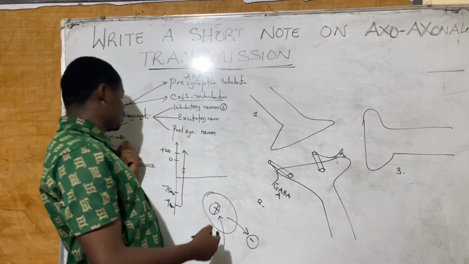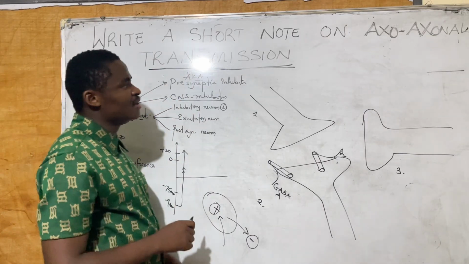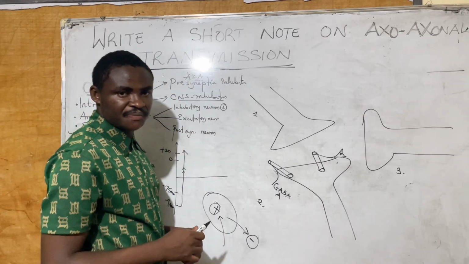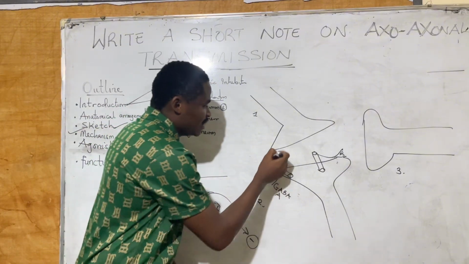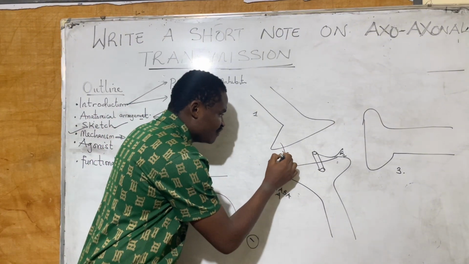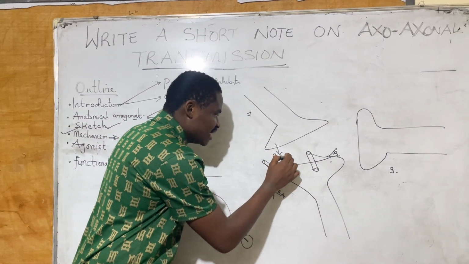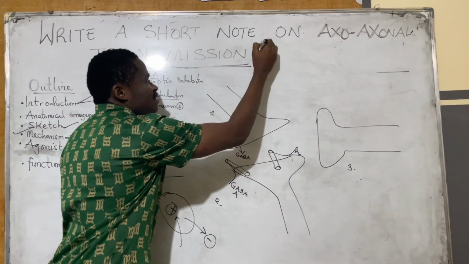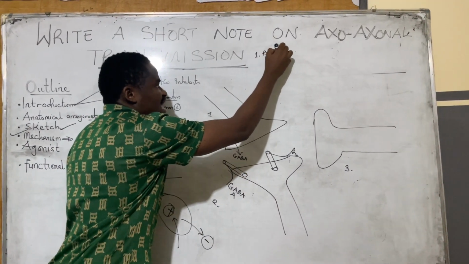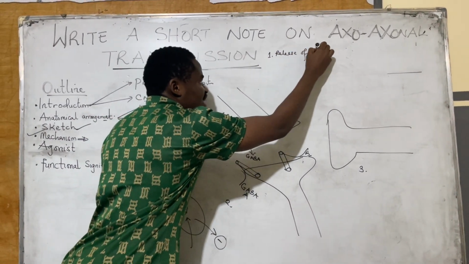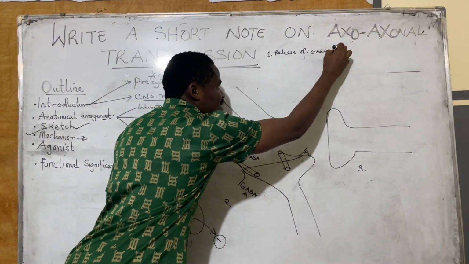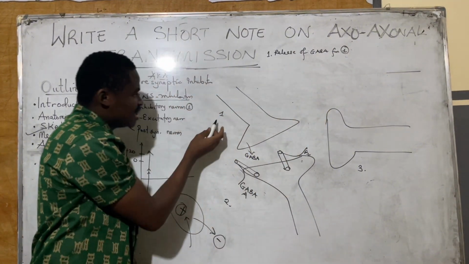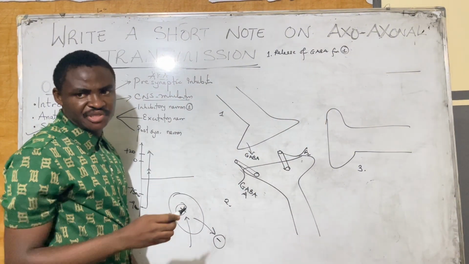Now, what are we discussing here? We are discussing the mechanism of axo-axonal transmission. So, number 1 point, we have the release of the neurotransmitter called GABA. Release of GABA from where? Release of GABA from 1. You know what 1 stands for? 1 stands for the inhibitory neuron.